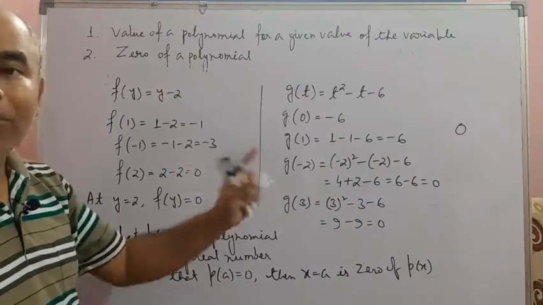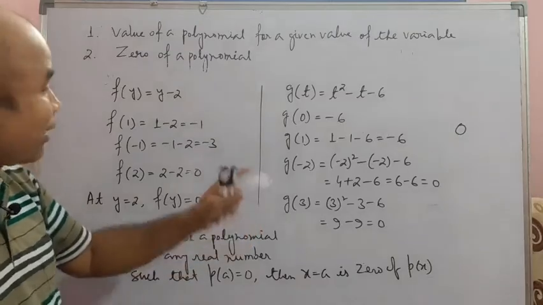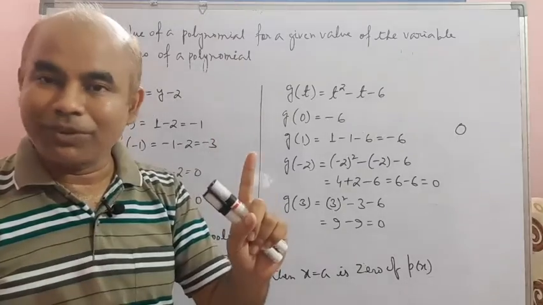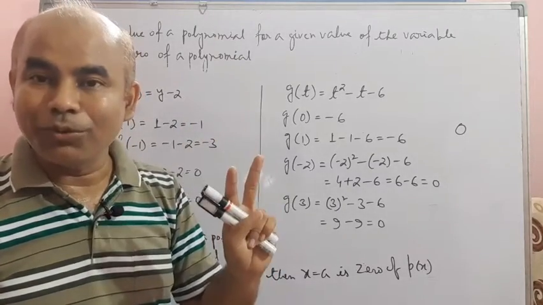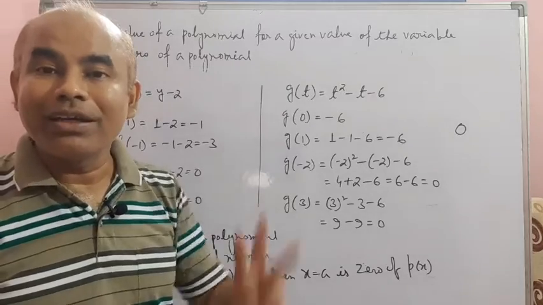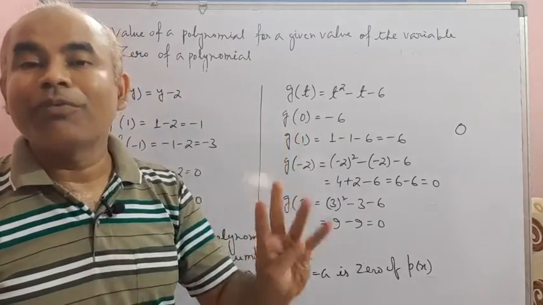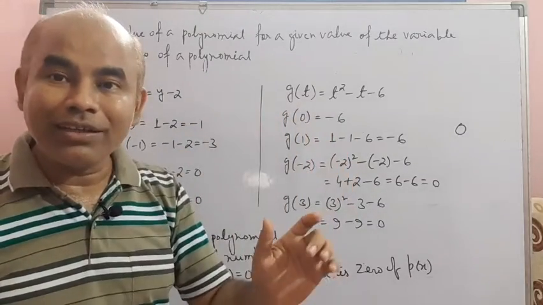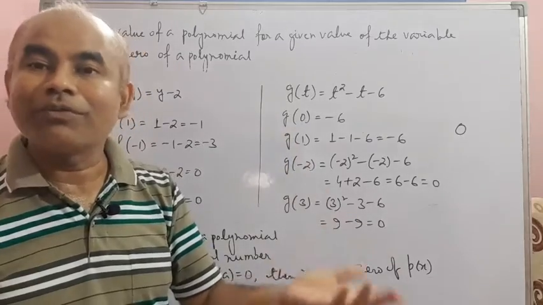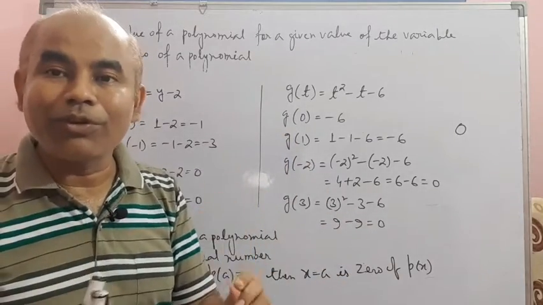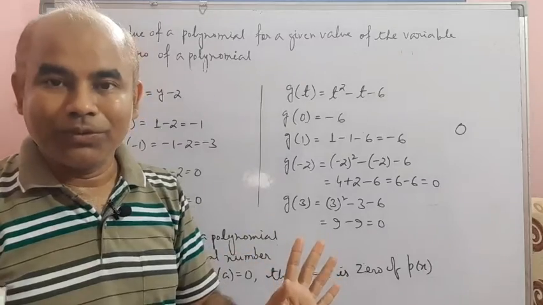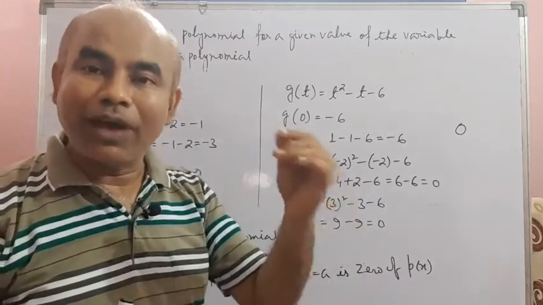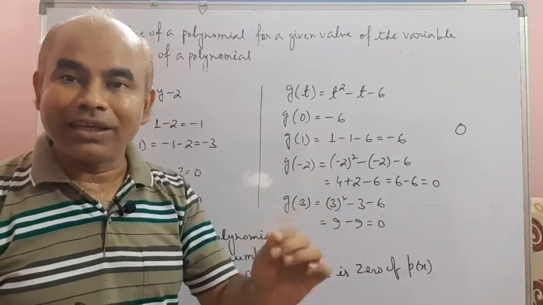So if the number of zeros equals the highest power of the variable or degree, then for linear, degree 1, highest power 1, so number of zeros is 1. For quadratic, degree 2, so number of zeros is 2. For cubic, degree 3, so number of zeros is 3. For biquadratic, degree 4, so number of zeros is 4, and so on. For constant, degree 0, so the number of zeros is also 0. That means a constant polynomial has no zero. Clear? And other polynomials have zeros, and the number of zeros is equal to the degree or highest power of the variable.